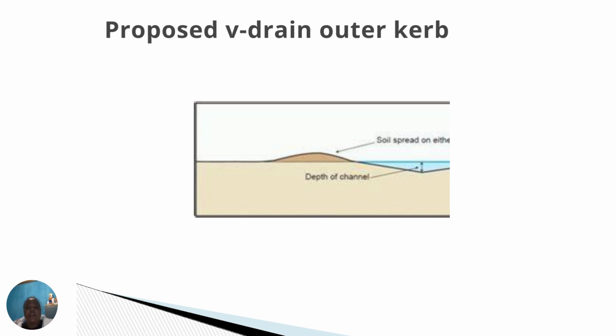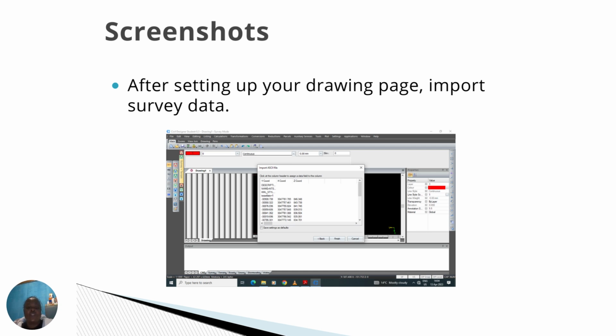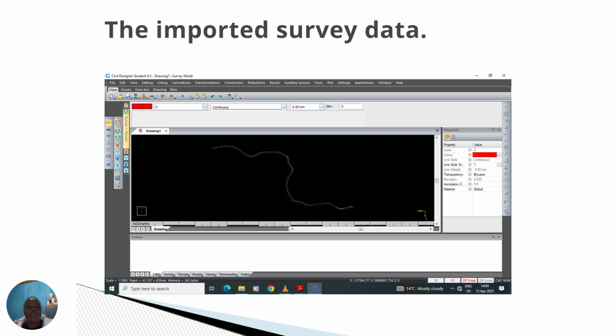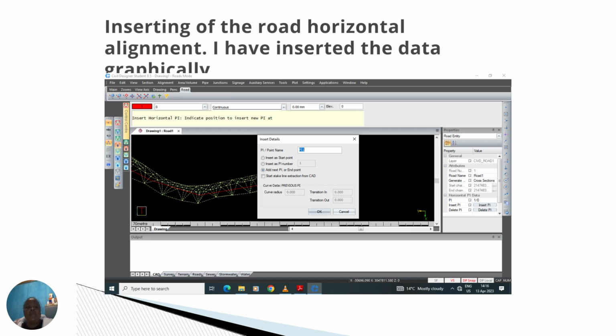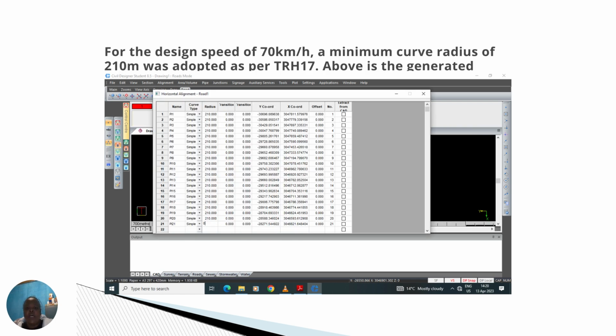The next few slides are just the screenshots taken from the software. The first one was after setting up your drawing page, you import your survey data. The next one, the imported survey data, the screenshot thereof. This one is just a triangulation of the terrain. Inserting of the road horizontal alignment. I have inserted the data graphically. The next one, for the design speed of 70 kilometers per hour, minimum curve radius of 210 meters was adopted as per TRH 17.